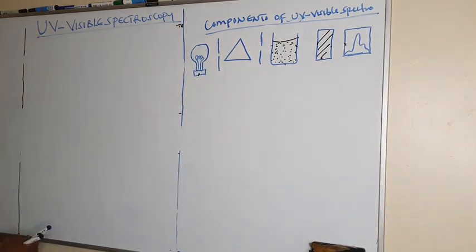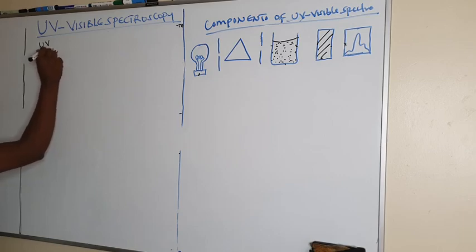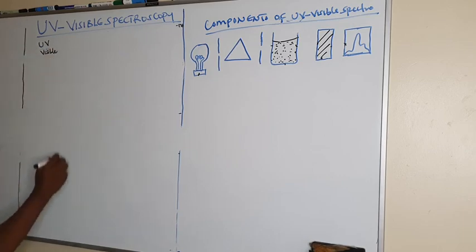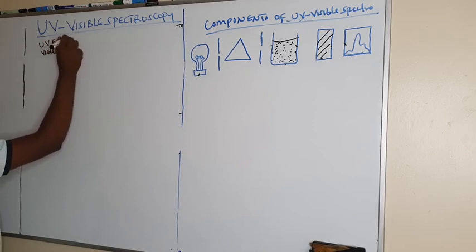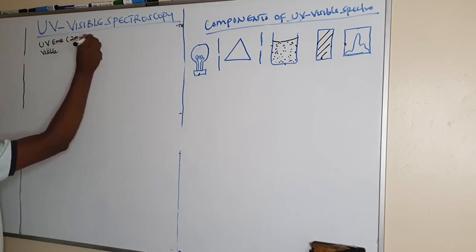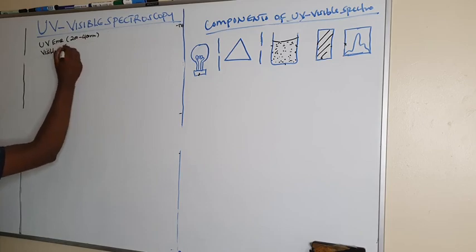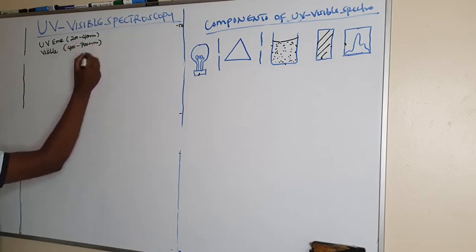So we call it UV visible spectroscopy because it utilizes ultraviolet rays together with visible rays, or what we call visible electromagnetic rays. And the UV electromagnetic rays are measured between 200 to 400 nanometers, whereas the visible spectrum is between 400 to 700 nanometers.